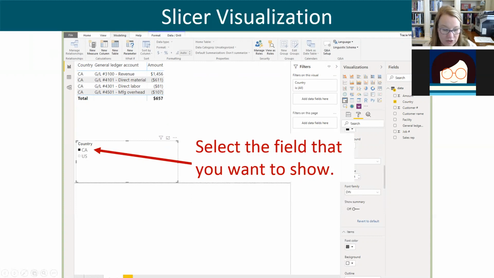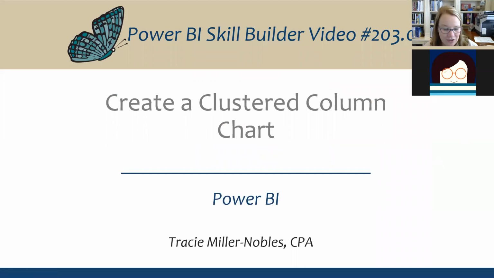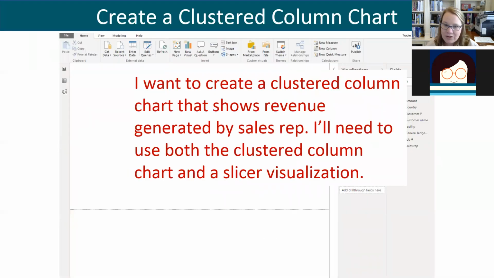So now we're going to go to what we call a clustered column chart using a slicer visualization. So what do I mean when I say creating a clustered column chart? Well, suppose I want to show a chart that shows revenue generated by sales rep. So in order to do that, I have to create a clustered column chart, and I also have to use a slicer visualization. So instead of what we saw on the last table where we created a table and used a slicer, now I'm going to create a chart and add a slicer to it.